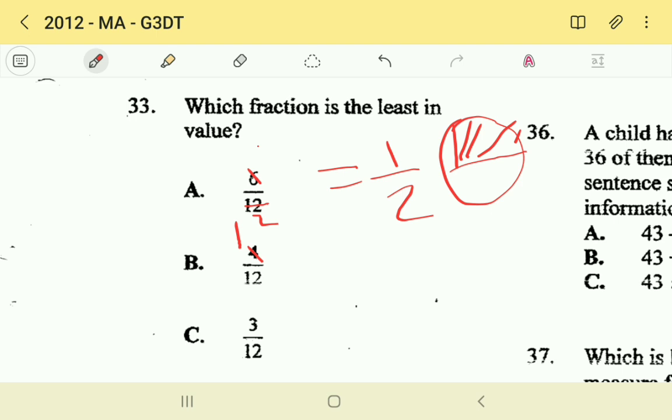4 into 12 is 3. So it's like you have this circle and you divide it into 3 and you take out one piece. Already, which piece looks bigger?